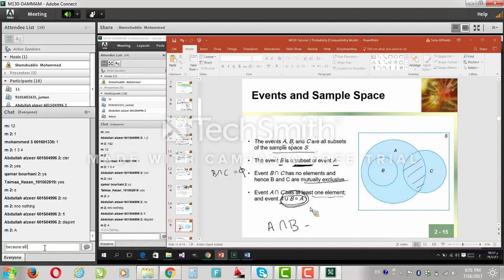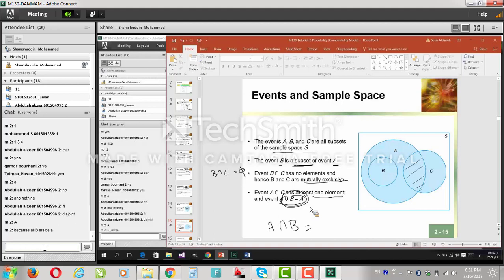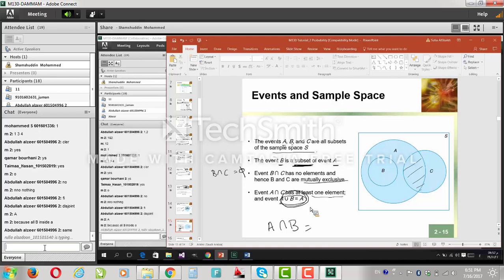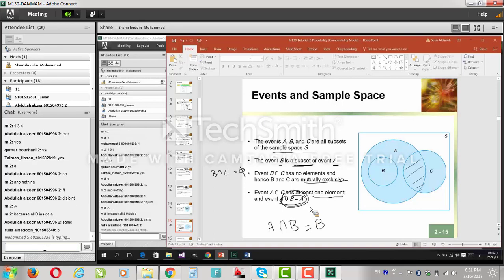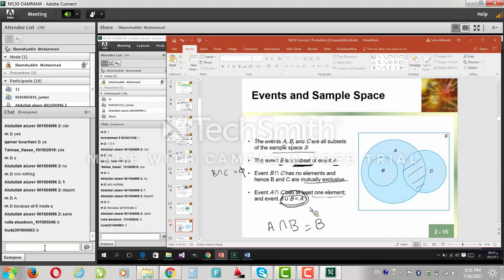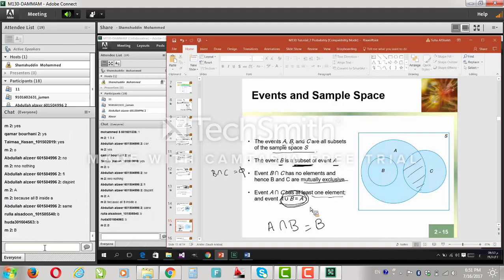So I want to do the arrangement. What's the intersection between A and B? The 3 letters are different, so the intersection is not the same. It is B, because all the B is inside the A, so the intersection is B. Correct. So it is factorial 5. Now, how many? 6 here.